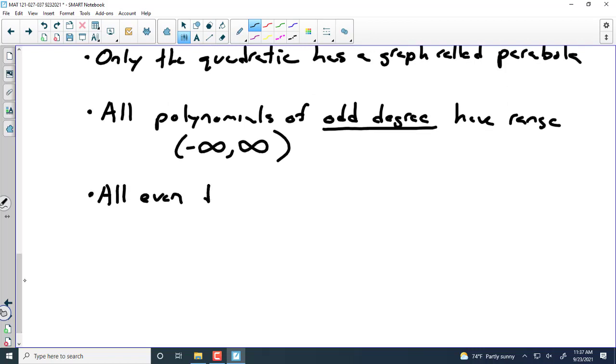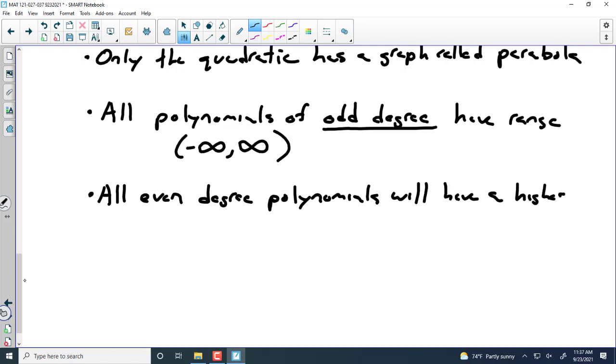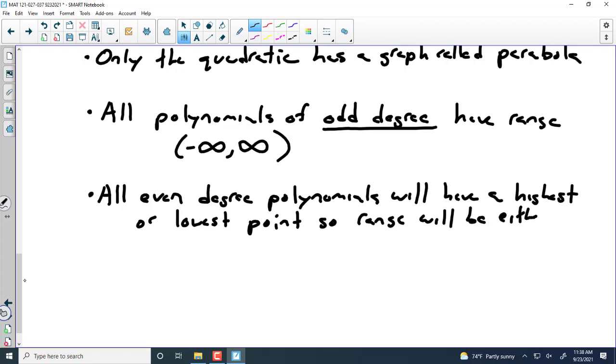All even degree polynomials will have a highest or lowest point. So the range will be either something like a lowest number up to infinity, or negative infinity up to a highest number. Just like the quadratic topped out or bottomed out, the parabola did. That's actually going to happen with every even degree polynomial, if the highest power you see is an even number.